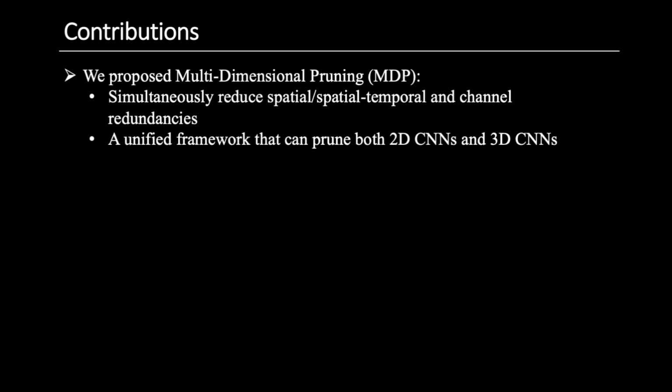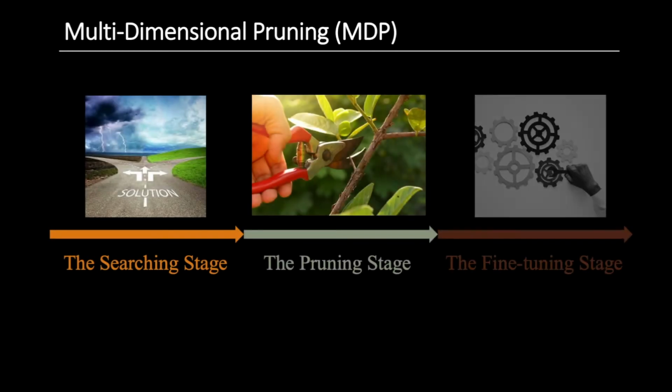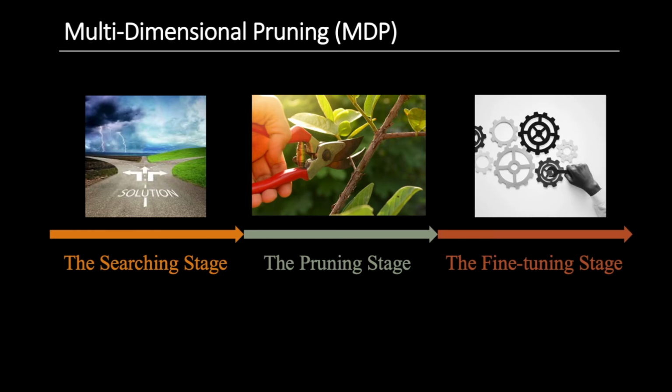To this end, we propose our multi-dimensional pruning framework, which can simultaneously reduce the spatial or spatial-temporal and channel redundancies. Moreover, our MDP method is a unified framework that can prune both 2D CNNs and 3D CNNs. Our MDP approach can be divided into 3 stages: the searching stage, the pruning stage, and the fine-tuning stage.